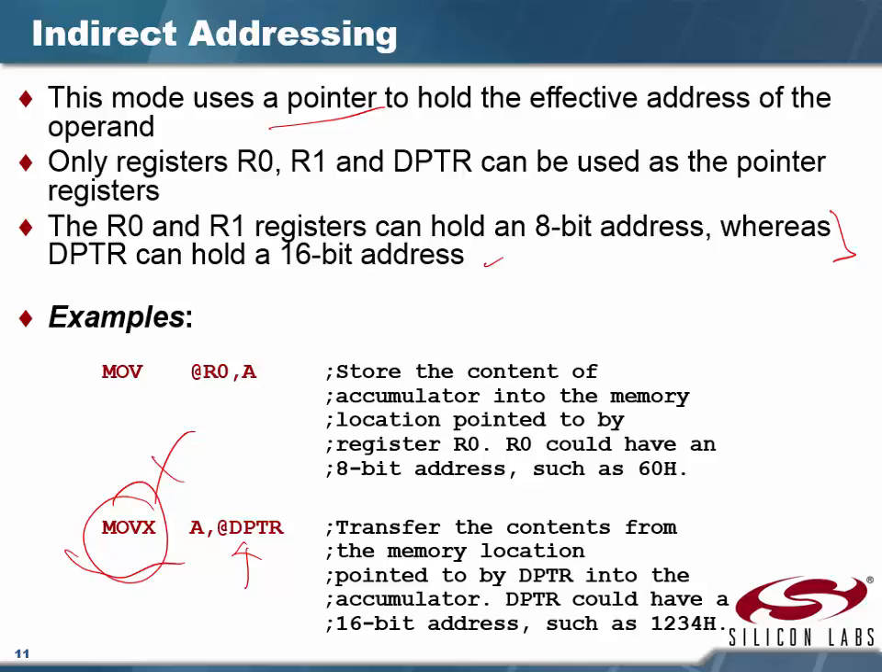As we look at the indirect, we throw in another curve here: we now have a separate command for moving to external. Our processor has 256 bytes internally. If you're going to use the external, then you have to use the MOVX.